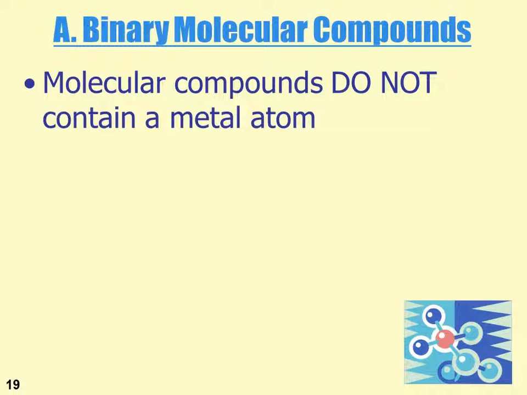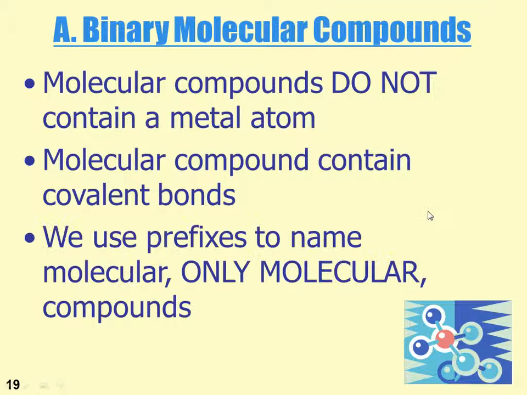So we are dealing with just binary molecular compounds first, and a molecular compound in general is a compound that does not contain a metal. It contains two nonmetals. Binary means there are only two elements involved in the compound. So when we write proper names for molecular compounds, we have to make sure to use prefixes.